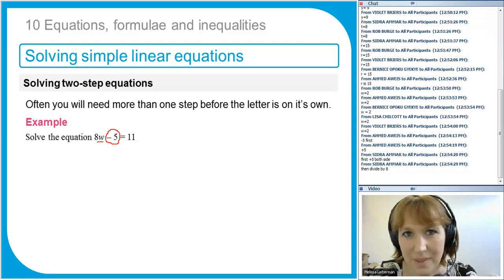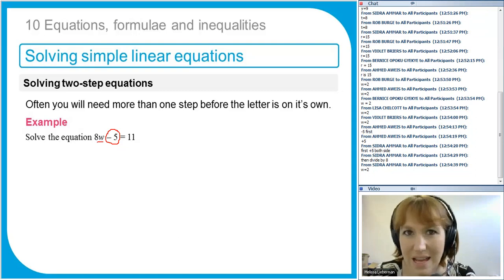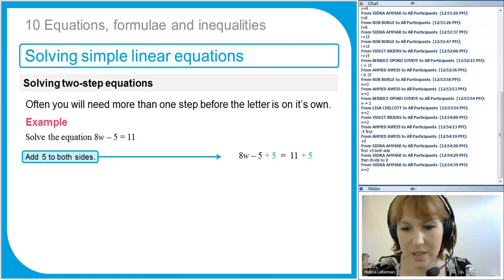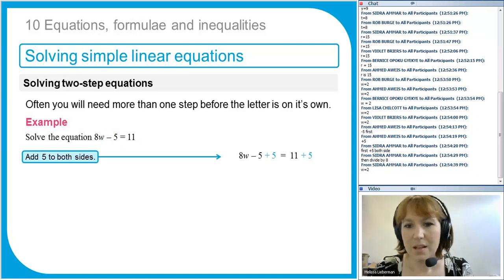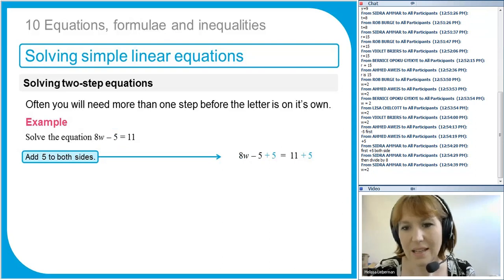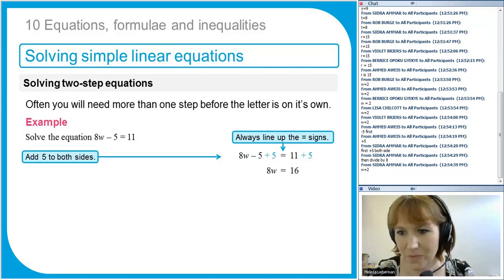I need to get rid of the 8. It's multiplied by 8, so I'm going to need to divide by 8. So in 2 steps, you're going to add 5 to both sides, and you're going to divide both sides by 8. Let's see how that works out. So first of all, add 5 to both sides. That will give me 8W on the left of the equal sign, and it will give me 16 on the right, like that. Good. First, I'm just reading what Cidra's written. First, add 5 on both sides, then divide by 8.